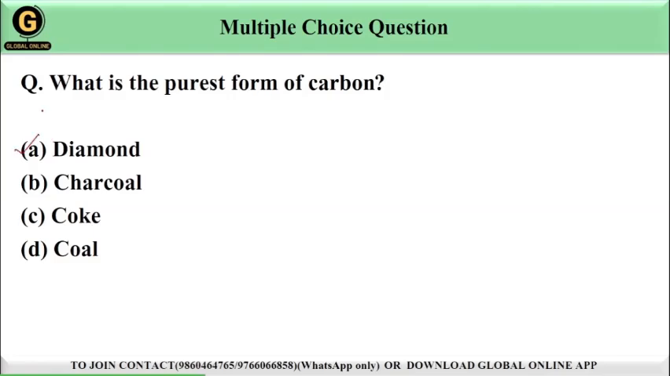Because guys, diamond is the purest form of carbon because it consists of only carbon atoms arranged in a crystal lattice. Other forms like charcoal, coke and coal contain impurities along with the carbon. Hence, the correct answer for this question is option A, diamond. Let's move to the next question.